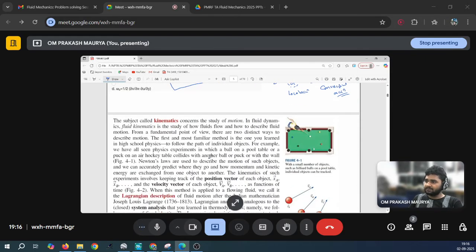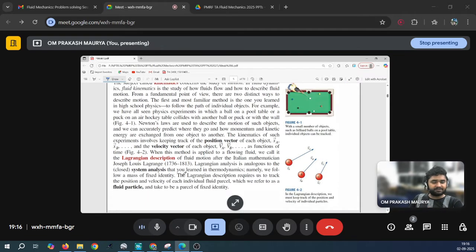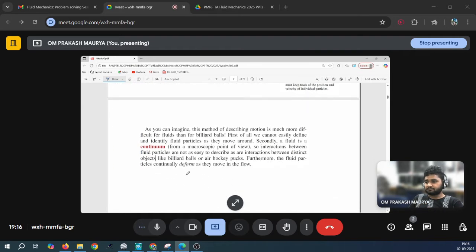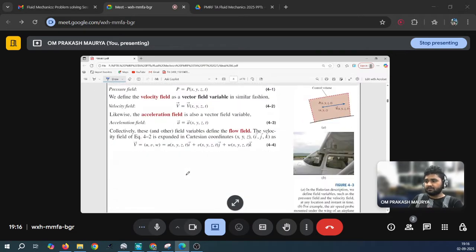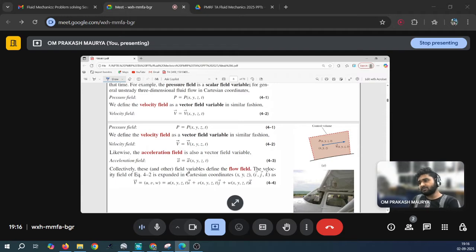Here is the concept: what is kinematics, and how you will define the Lagrangian description and the Eulerian description. I think sir has discussed this very well, so I will not go over it, and I'll upload this content on your Google Drive. If anyone has any doubt, we can discuss in the next class, because sir has already discussed all these things. What is velocity, how we write the velocity vector, and how we write the acceleration vector.